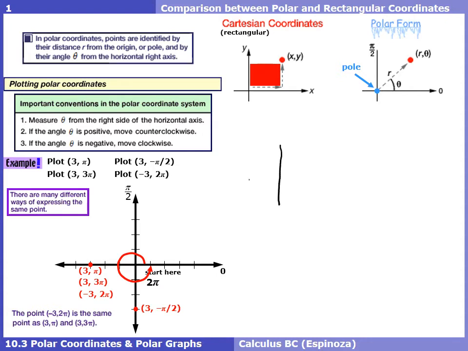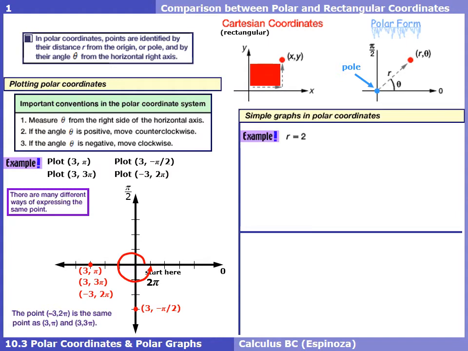Just as a quick analogy to our xy graphs, if I asked you to graph x equals 2, you would of course graph a vertical line at the x value of 2. If I asked you to graph y equals 2, we would graph a horizontal line at y equals 2. So those are the two very most basic graphs in our xy plane. What would be the analogy in the polar world?